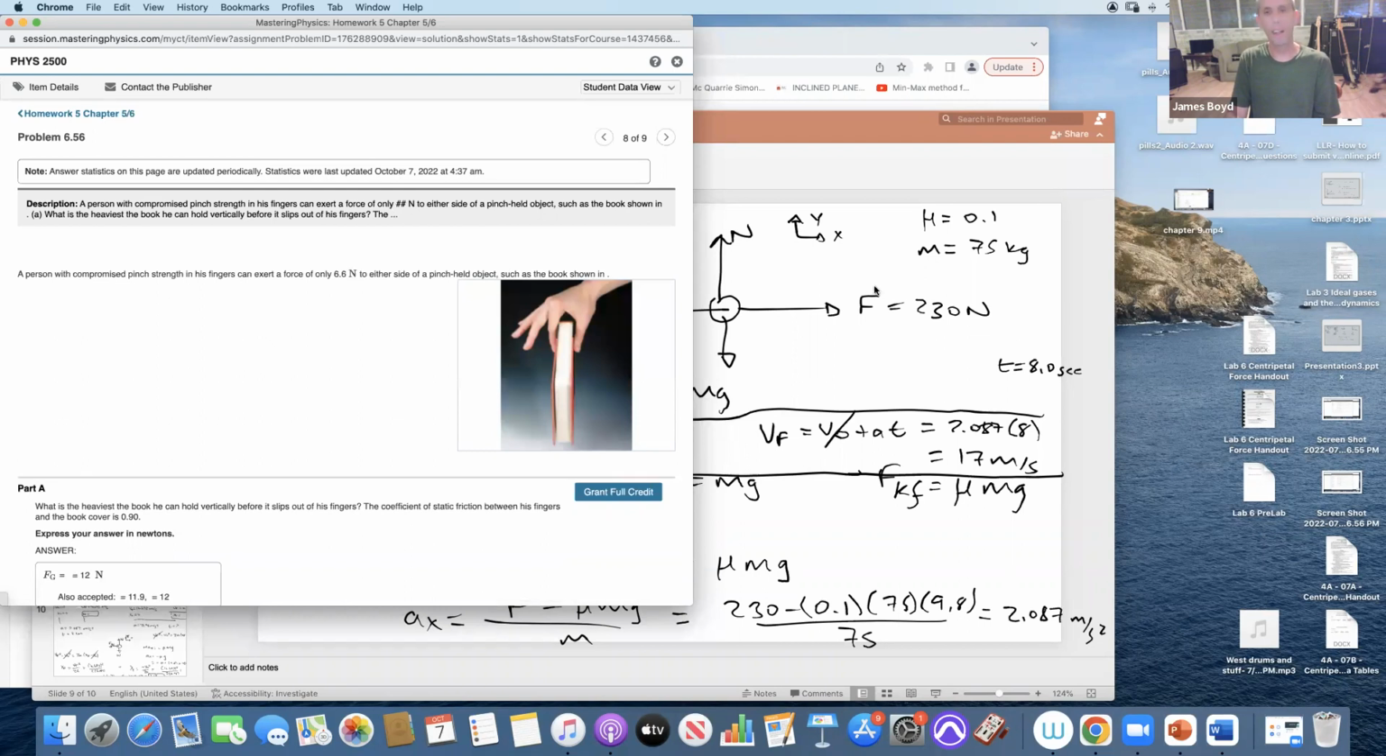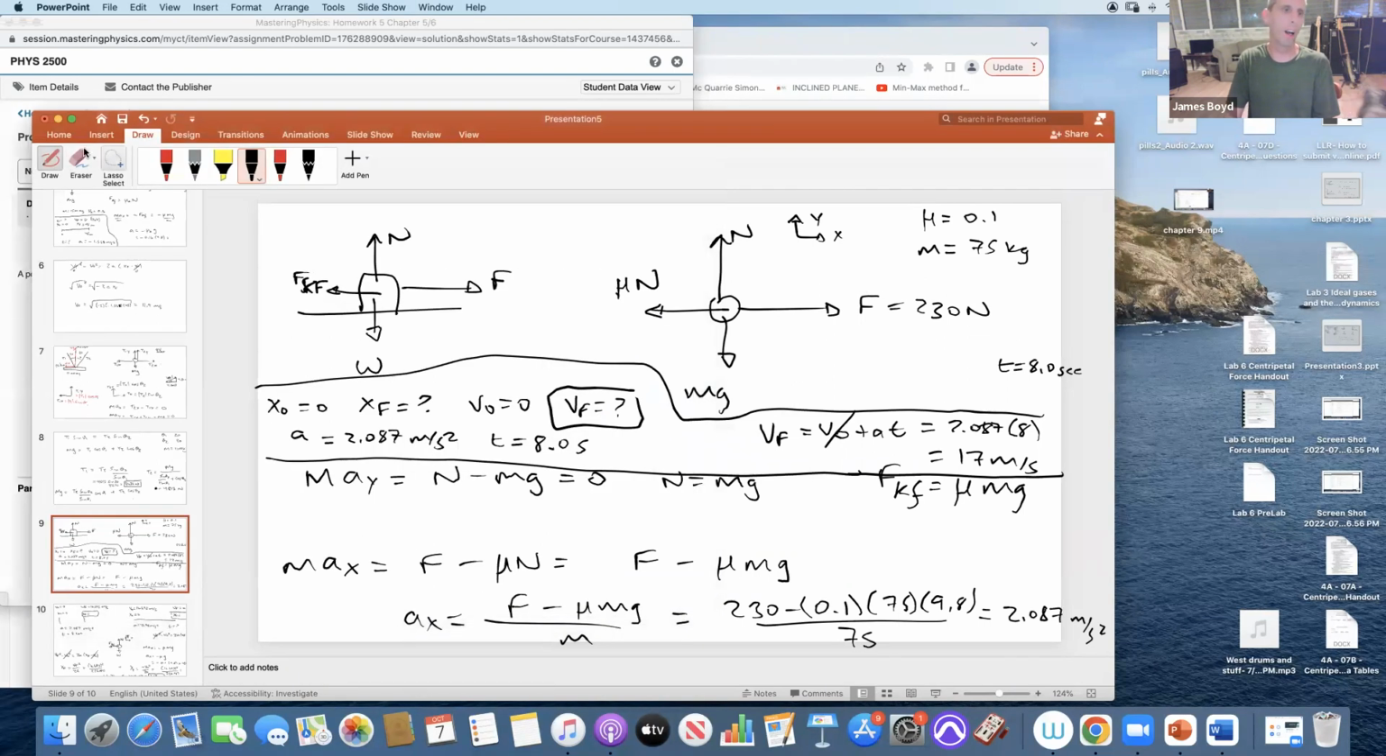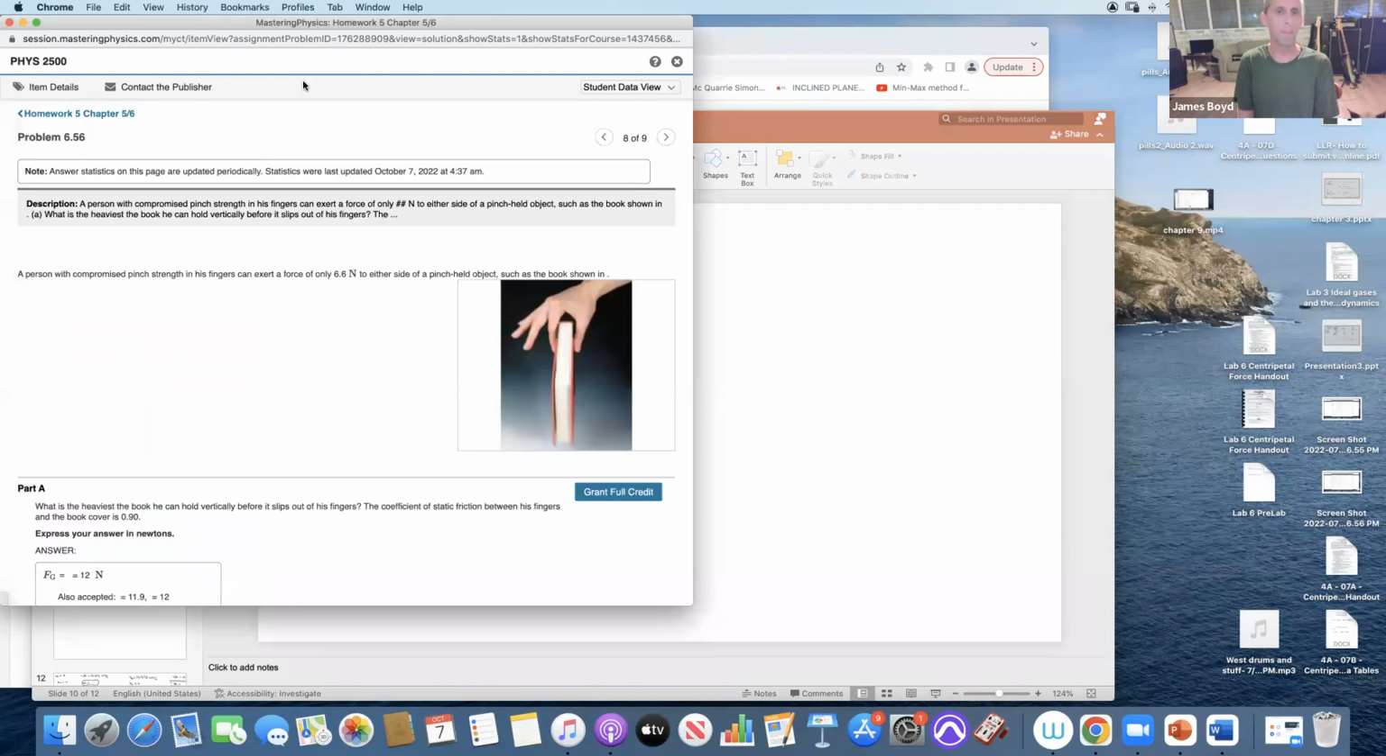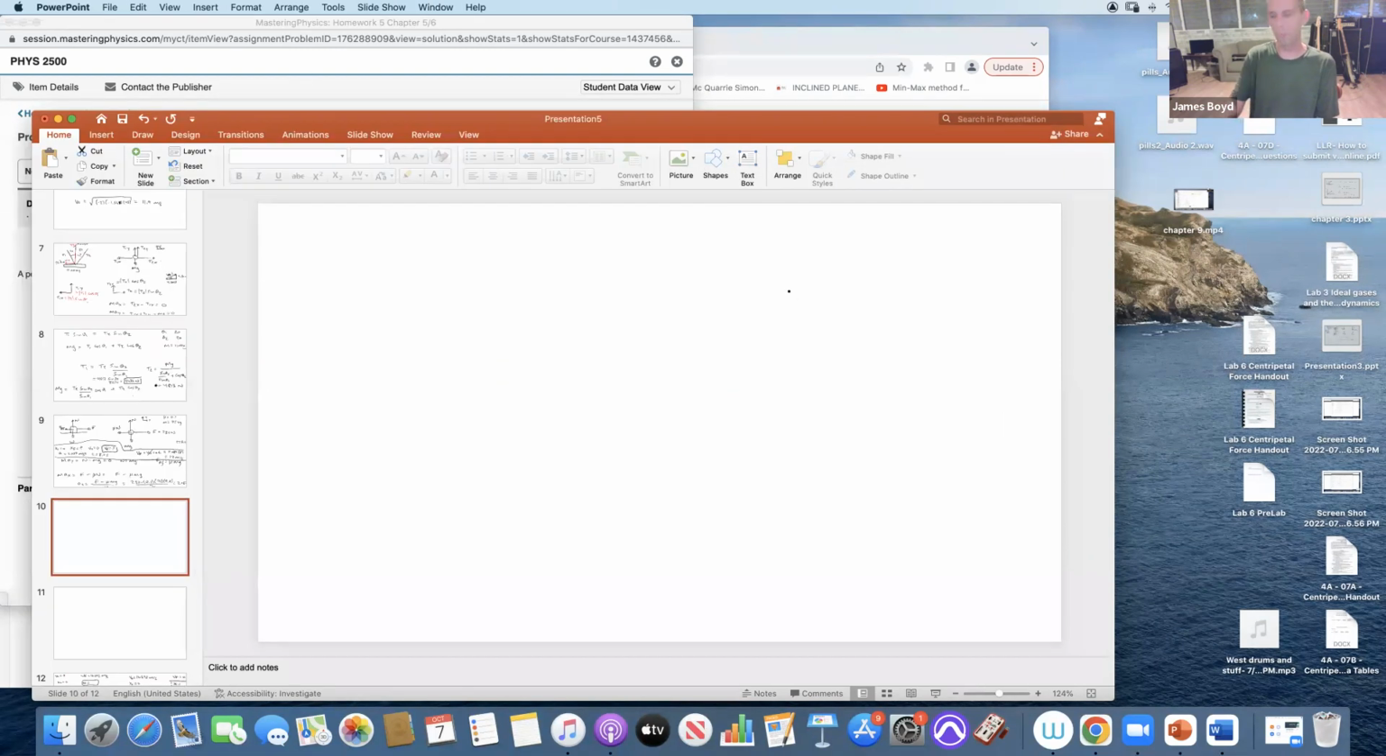All right, this one we talked about in class, and I was really worried about this. What's going on here is we have a book, and you're holding it with your fingers, and your fingers are going to exert a force against it, basically a normal force. And then if we look at this book, you're going to have a normal force here due to your fingers and a normal force here.